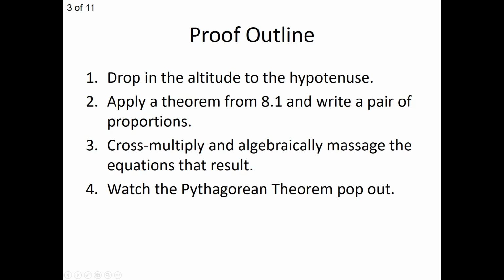Now here's what our proof is going to look like today. First, we're going to drop an altitude to the hypotenuse. This is from our very first lesson in 8.1. Moving into step 2, we found that there are some special theorems that we can pull out of the right triangle when we drop the altitude to the hypotenuse. So we're going to use a theorem from our previous lesson, 8.1, and write out a pair of proportions. Then we're going to cross multiply those proportions and algebraically massage them together, and then pop, there goes the Pythagorean theorem. It appears out of nowhere, kind of like it's always been sitting there the whole time, waiting for us to prove it. And there it will be as we reach the conclusion of our proof.